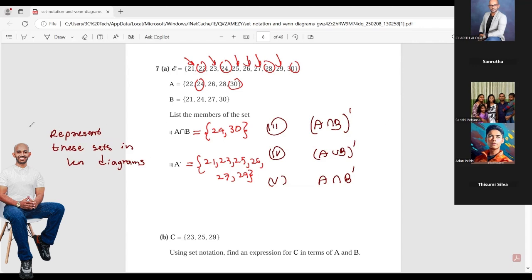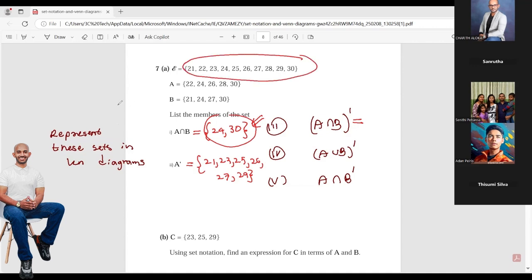Then A intersect B complement. The next one is here. For this one, A intersect B complement, that means we have to get the elements which are not in this set A intersect B in this universal set. Other than 24 and 30, we have to select all the elements for this A intersect B complement.